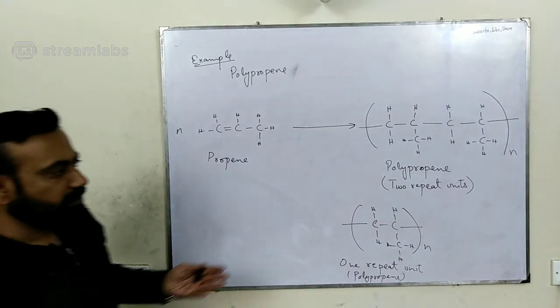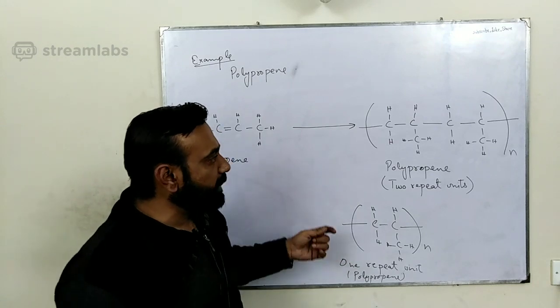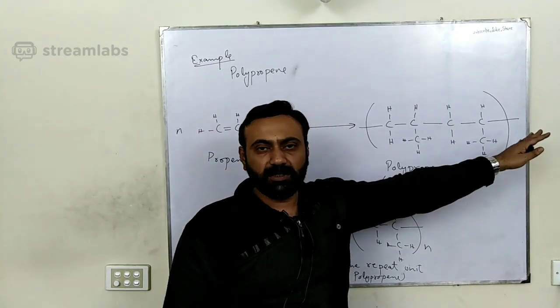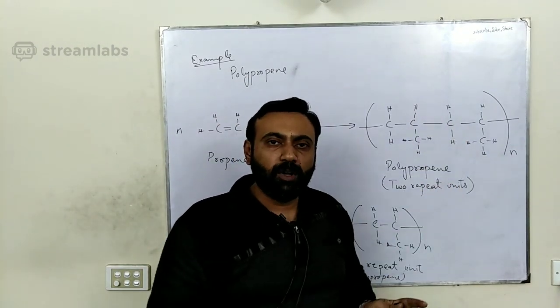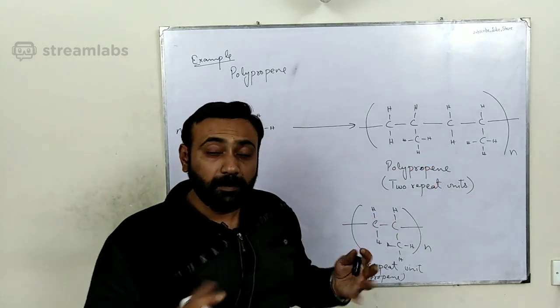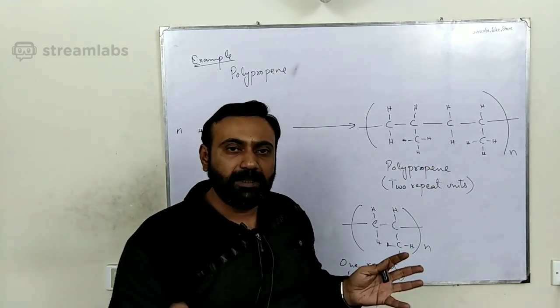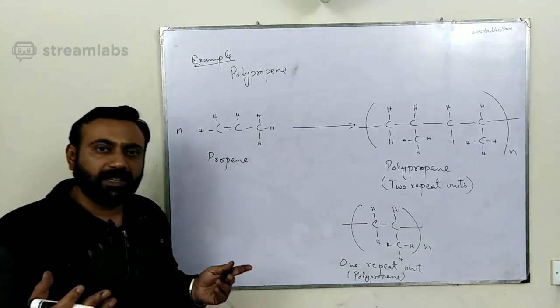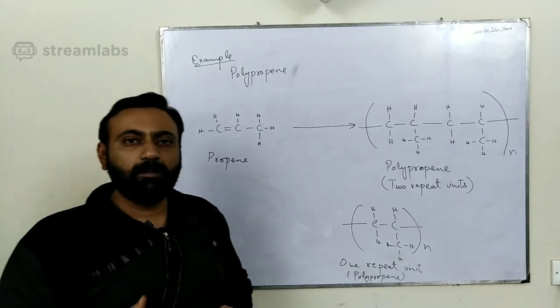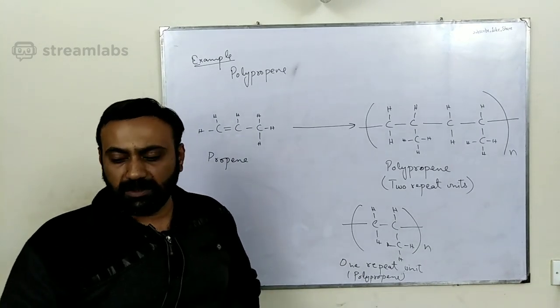If I was to draw 3 repeat units of polypropene, I would have drawn another similar structure in front of the next one and showed the bonding between these two and between all 3 of them, and that would have been 3 repeat units. So you could be asked in your examination to draw a specific number of repeat units of a polymer's structure.